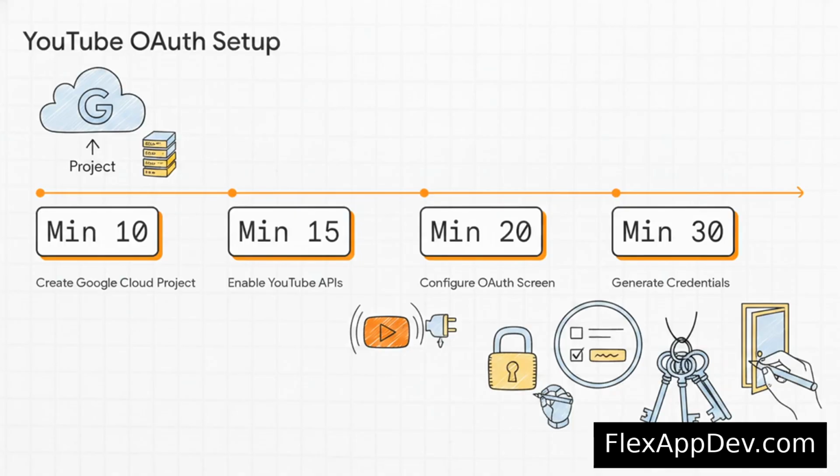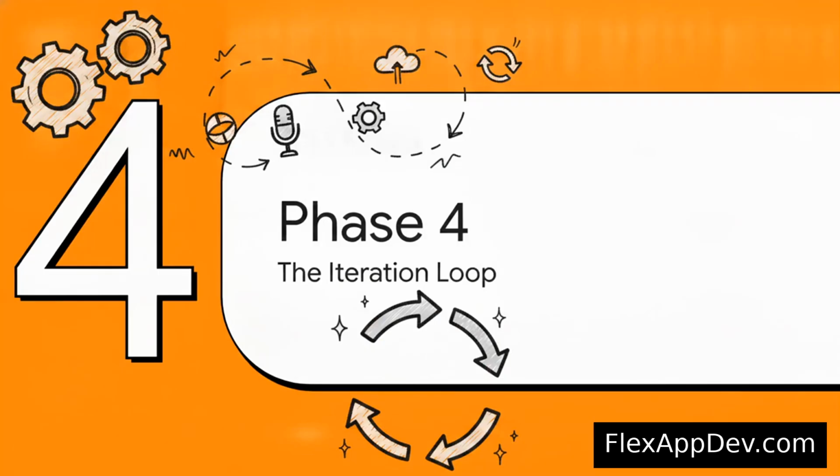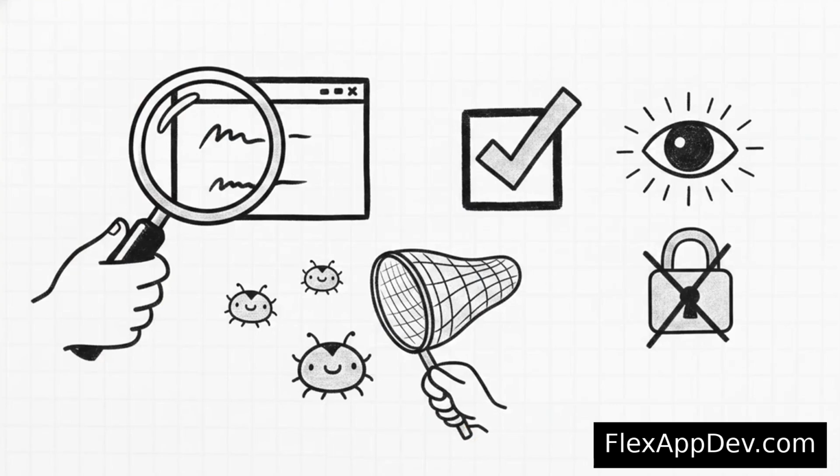Listen, the AI is amazing, but it cannot do this part for you. The AI can build the door and perfectly design the lock, but you, the human, still have to go to Google and forge the actual keys. Phase 4, the iteration loop. So once those freshly forged keys were handed back to the AI, the app connected to YouTube flawlessly.